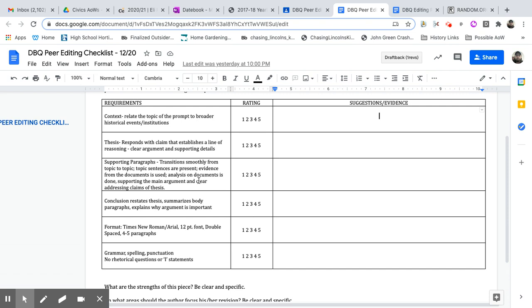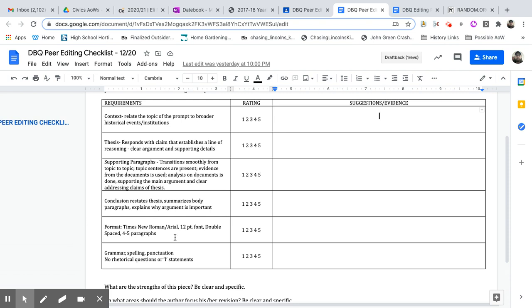Then in the conclusion, you want to restate your thesis in different words, taking the thesis and rewriting it in a different way. Summarize those body paragraphs that recap what you talked about in the body of the essay, and then come away with something that makes your reader understand why this is an important argument. It's like that so what question that I talked about.